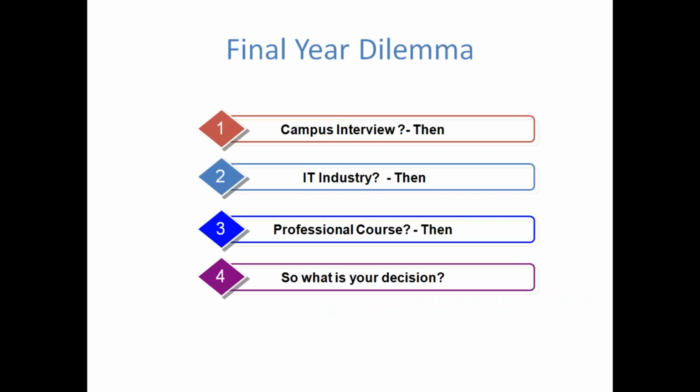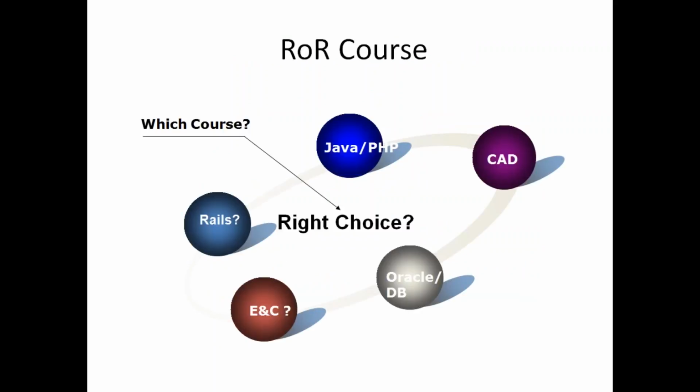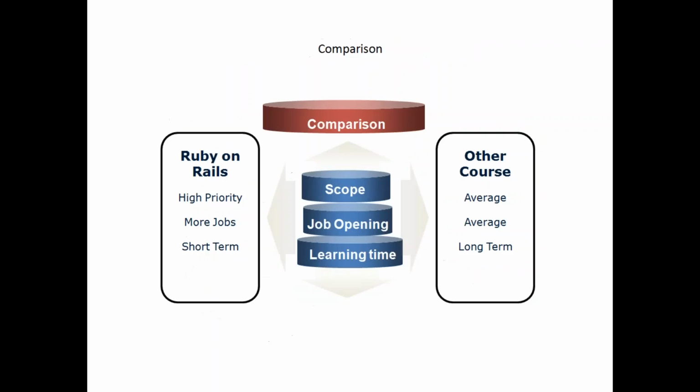So as you are after the fresher stage, you will have some kind of question: which course can we choose right now. I told you to choose the unique course, which is Rails, because Rails has lots of demand in the market, especially in the US. Whenever you are doing the comparison between the other courses, Ruby on Rails has high priority in the job market. I think you know that. More job openings are there. And one more thing, the entire learning period is very short. Within 2 months, you can understand the whole stuff, and you can create your own web applications.